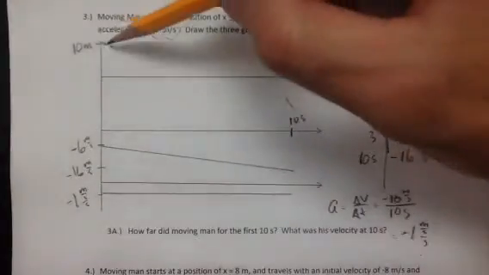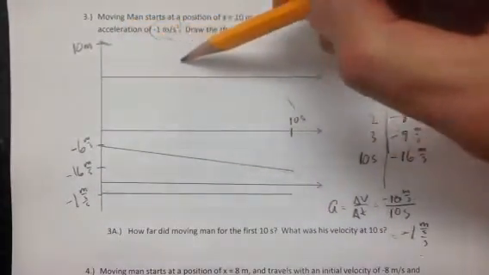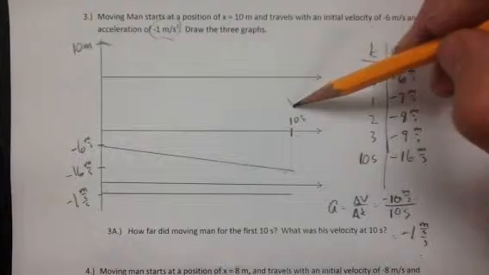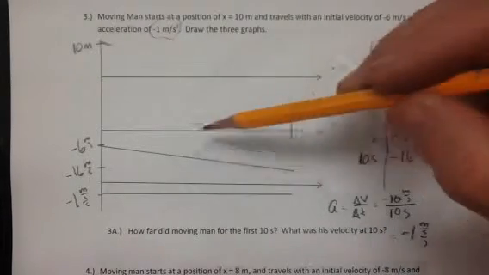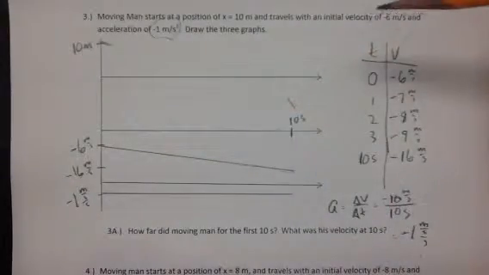So as we go along here, our slope is going to increase in the negative direction as it corresponds to the velocity.